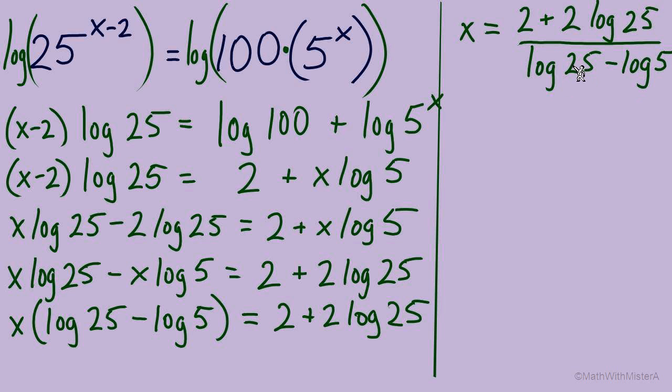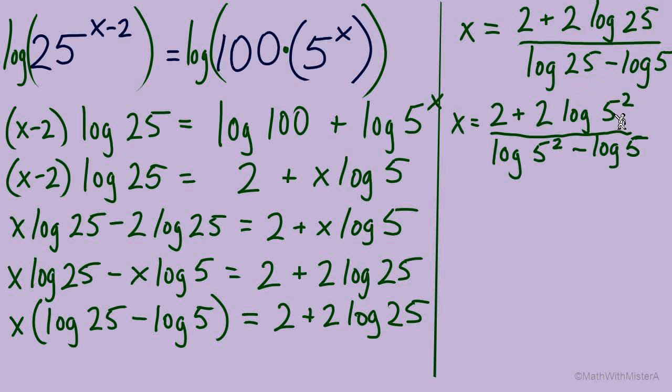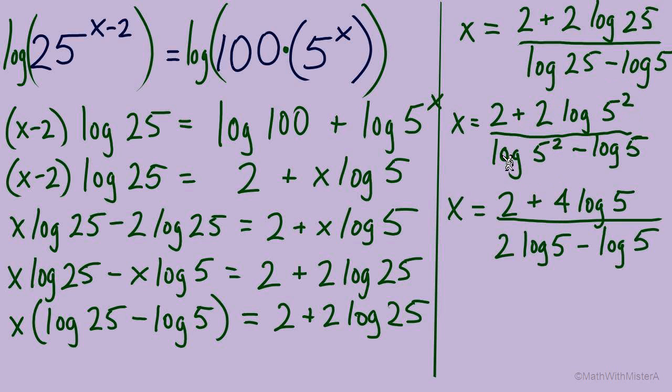So I think first what I'll choose to do is write the log 25s as 5 to the second power. I'll do that because now those exponents, I can bring them out front. The 2 here in the denominator I'm bringing out front. This 2 I'm bringing out front. There's a 2 already there, so I'll have to multiply. It's going to create 2 plus 4 log 5 up in the numerator. In the denominator, 2 log 5 minus log 5.